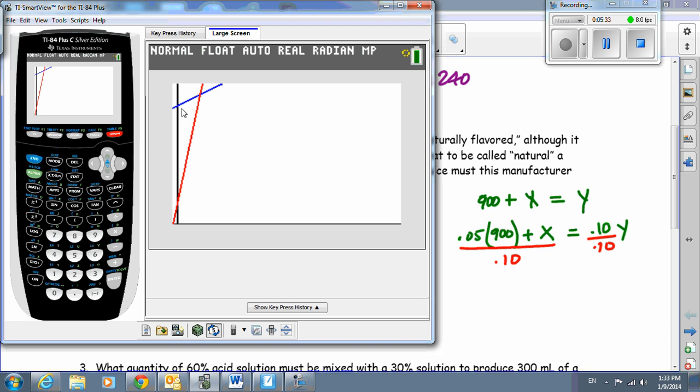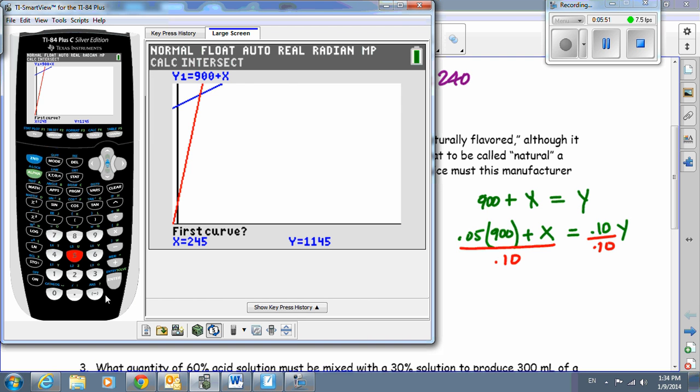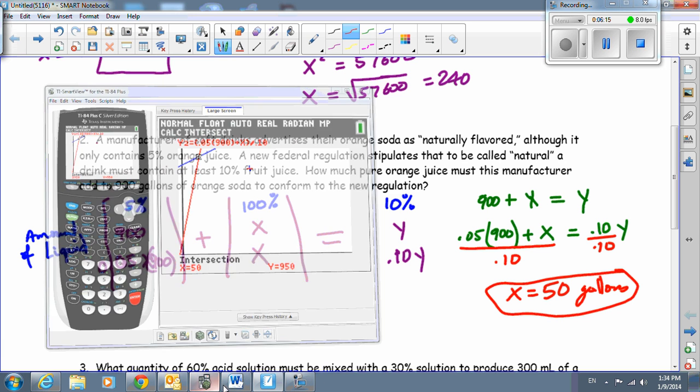I can see my intersection here. So all I need to do is second trace, and after second trace I need 5 for intersection, and all I need to do is enter, and it will give me 50, 950. So how many gallons? x is equal to 50. So that's how many gallons I will need. And if they were asking me for what's the total amount, that would be 900 plus 50, so 950 total.